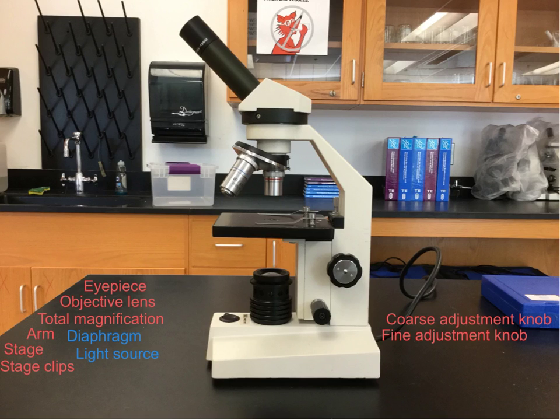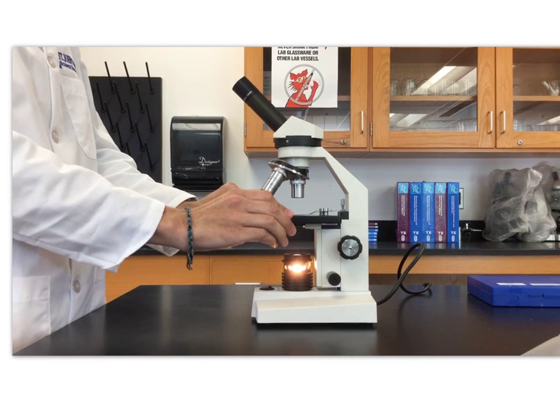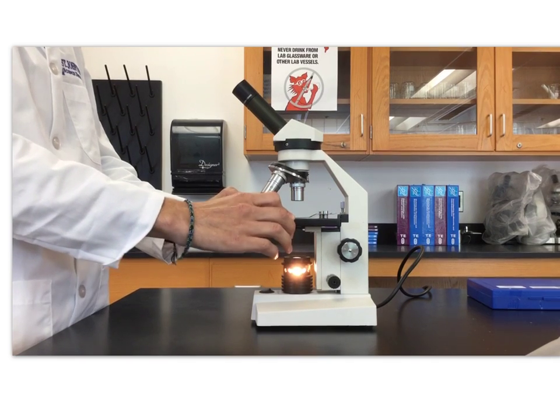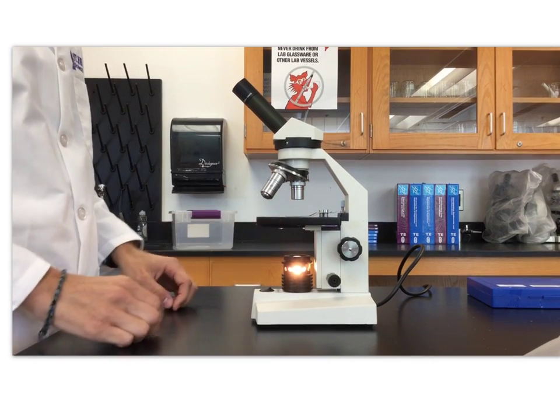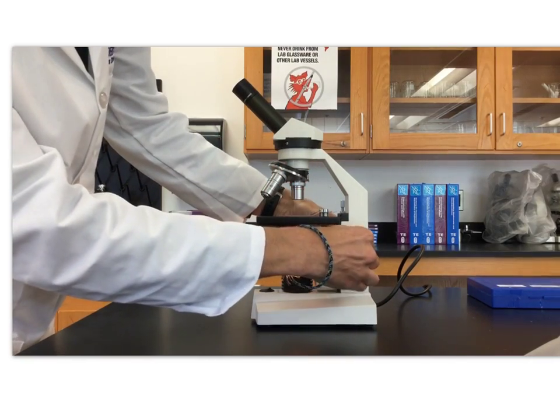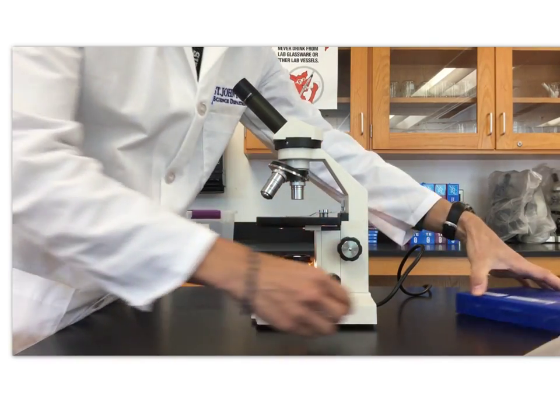Now let's watch Mr. D in action and modeling proper microscope use. Here I'm going to show you how to operate the microscope. Right now I'm setting the diaphragm to its highest setting to allow most of the light to come through. I'm making sure the lowest objective is set and that my stage is lowered all the way.